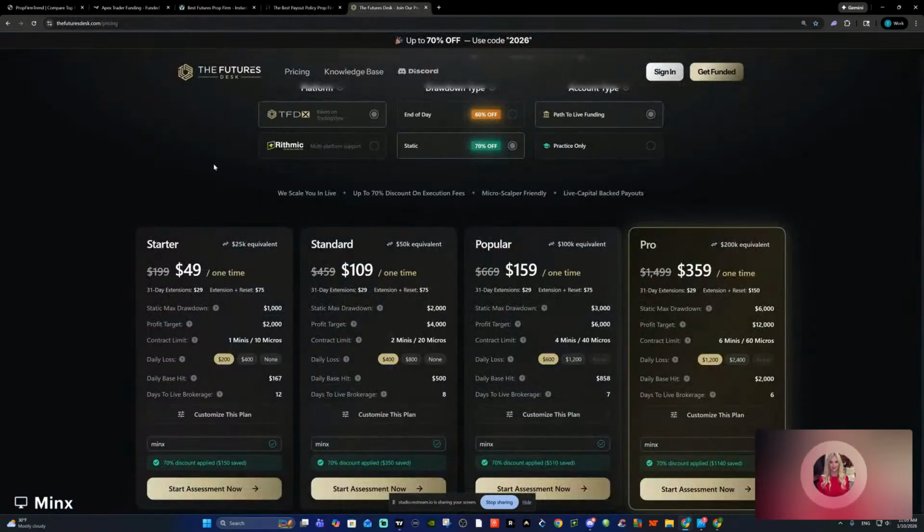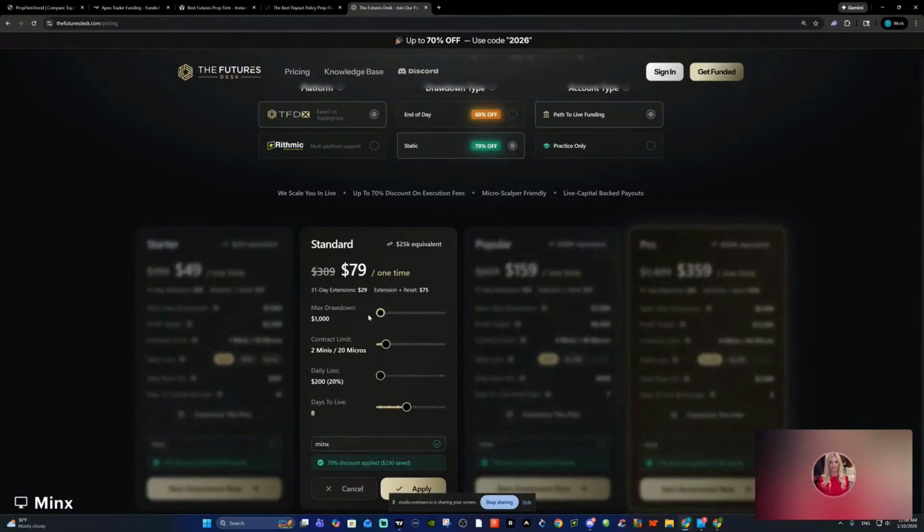This right here is the futures desk, and notice how this one has end of day or static. So my favorite, which should be everyone's favorite, should be the static account. This is where I say a lot of people don't understand the different drawdowns. So here you can actually customize your plan. You can change how much of a drawdown you want, how many contracts you want to play with, how many days to live, your daily loss, whatever it is.